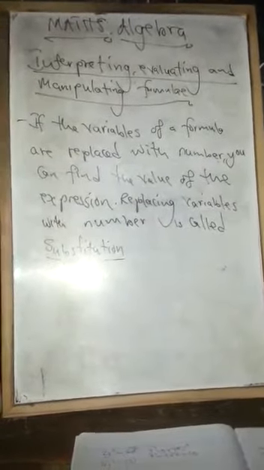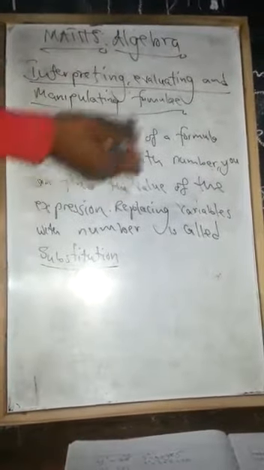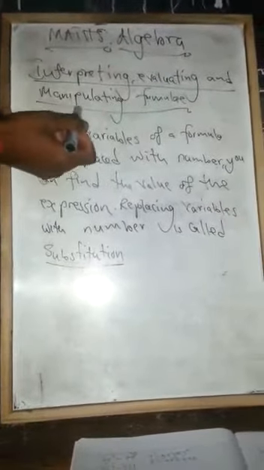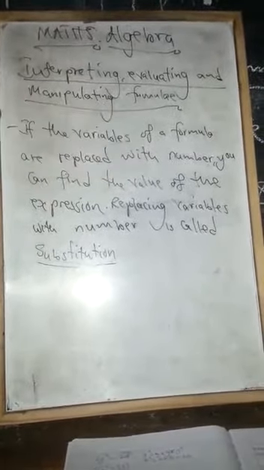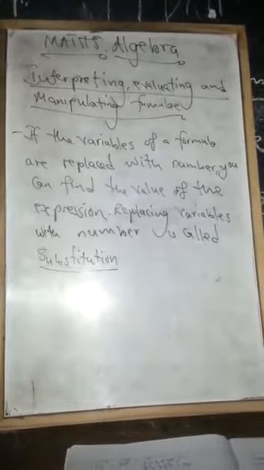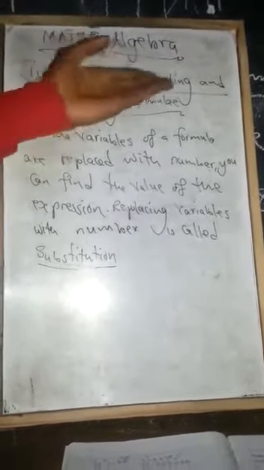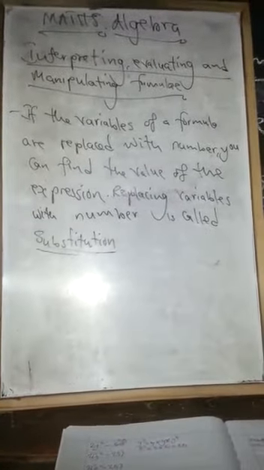Okay, so let's look at interpreting, evaluating, and manipulating of formulae. First we have the keywords: interpreting, evaluating, manipulating, and formulae. If you have two, three, or more formulas, we call them formulae. What is evaluating? Evaluating means to find the exact figure or exact number.